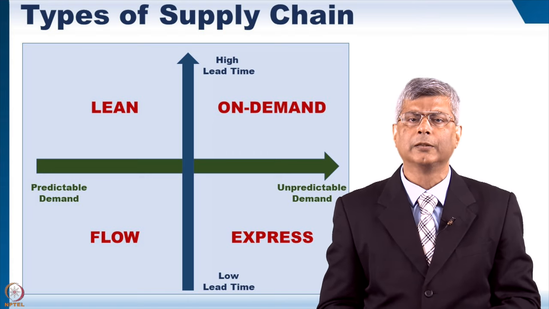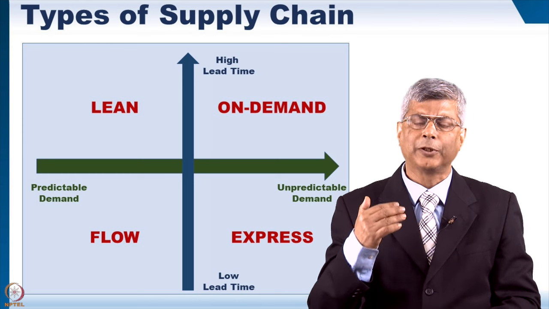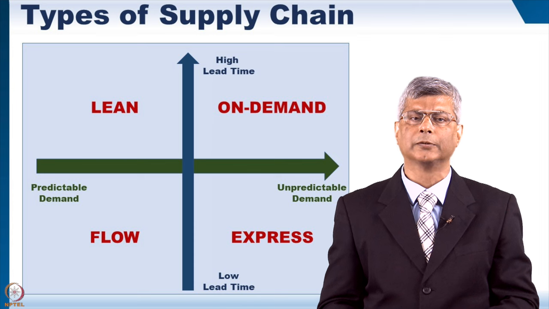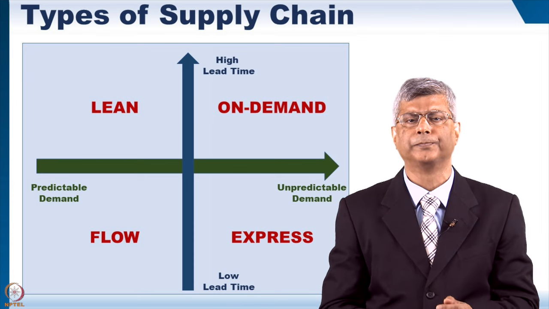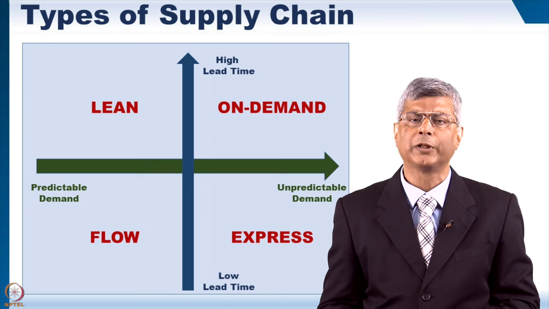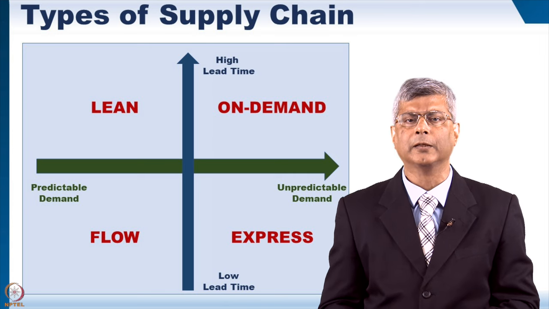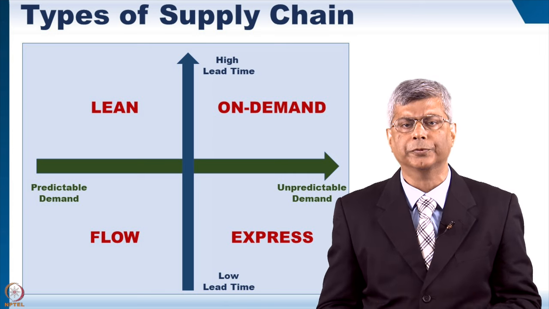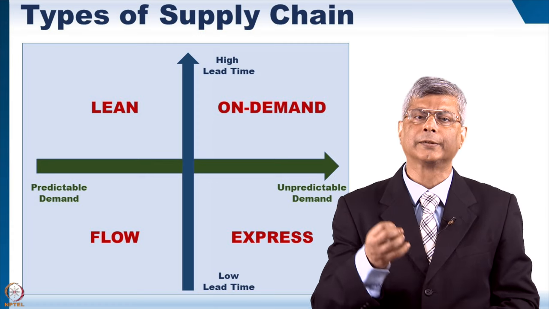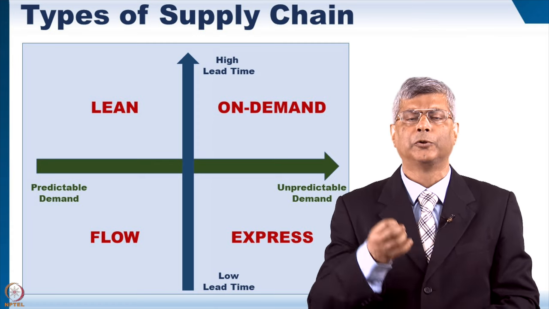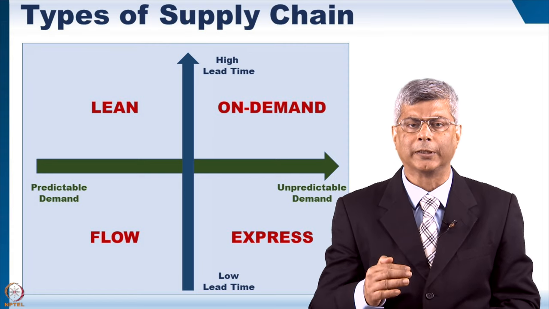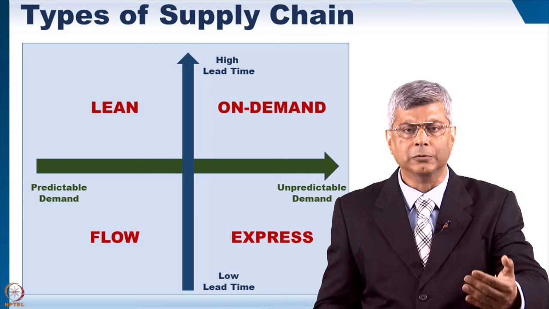On the other side, let's say you've got a high lead time. So it takes time to get the components. But the demand is predictable. It could be, let's say, an automotive supply chain. Automotive supply chains don't drastically move. The demand may go from 100,000 Maruti cars to 110,000 to 120,000, or maybe come down to 115,000 and so on. It doesn't go from 100,000 to 1 million.